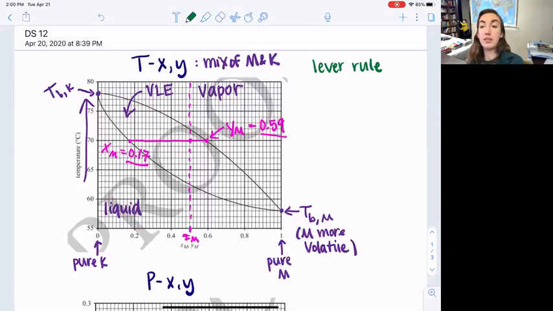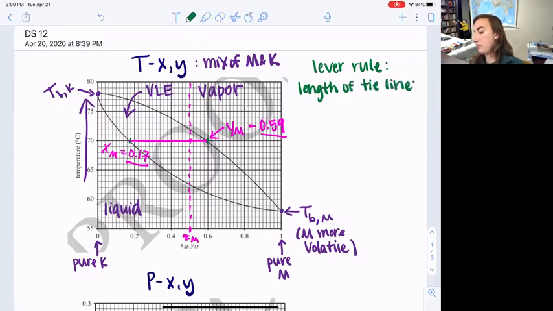So the first thing we need to figure out is what is the length of our tie line. So that's this whole length from here all the way to here. And so that's going to be length of tie line (0.59) minus 0.17, which will be 0.42. Okay, and then this is the part that gets a little bit tricky.